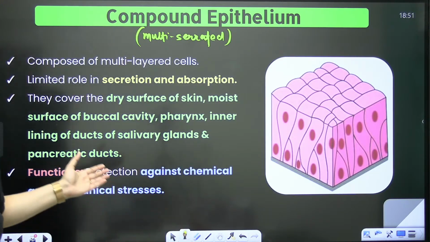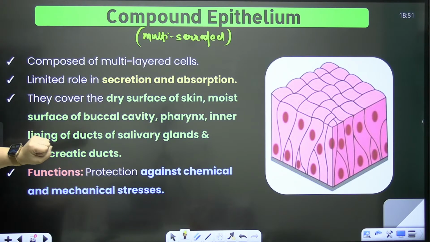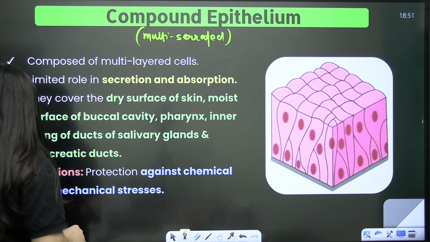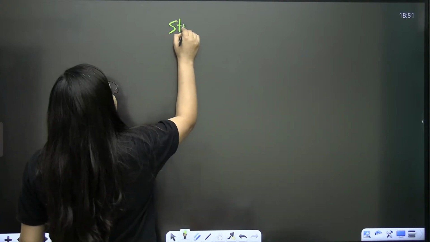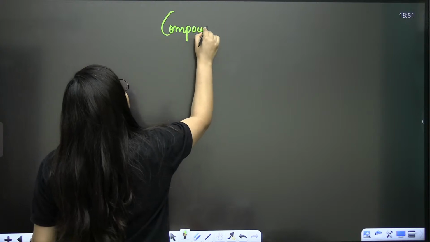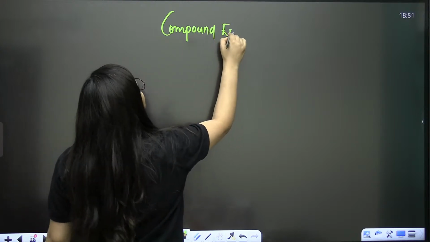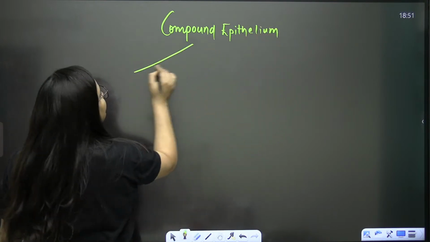And now please have a look. What are we discussing? We are discussing multi-layered epithelium, many layers will be there. We are talking about the compound epithelium.